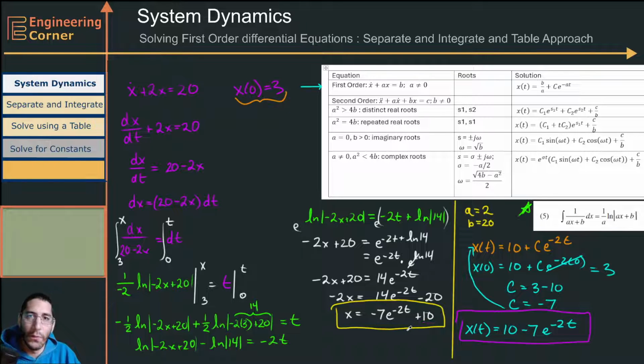So we solved this in two ways. We solved this by separation and integration. We solved it by using the table method. As you can see, if you can use the table method, use this table, it solves the equations a lot faster. It can save you some time. So spend some time trying to work different equations using both these methods.